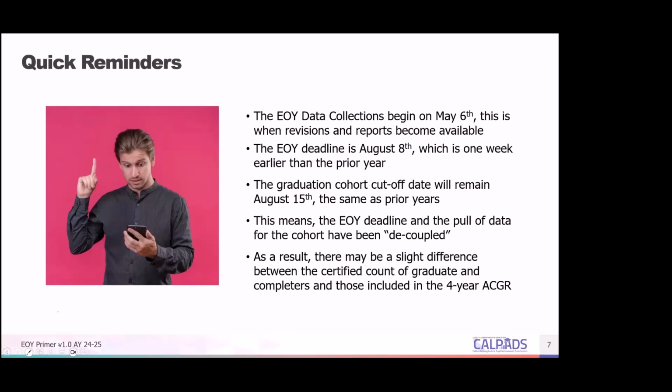The cohort pull and the final deadline for the end of year submissions in previous academic years was the same date. Last academic year, both the final certification deadline for EOY and the cohort pull happened on August 15th. But this academic year, due to the earlier release of the California School Dashboard, again, these have been decoupled, and the final deadline date for the end of year submissions is August 8th, while the cohort pull will occur on August 15th. As a result, there may be a slight difference between the certified counts of your graduates and completers and the counts of your graduate and completers that are included in your cohort reports. Those are reports 15.1 and 15.2.